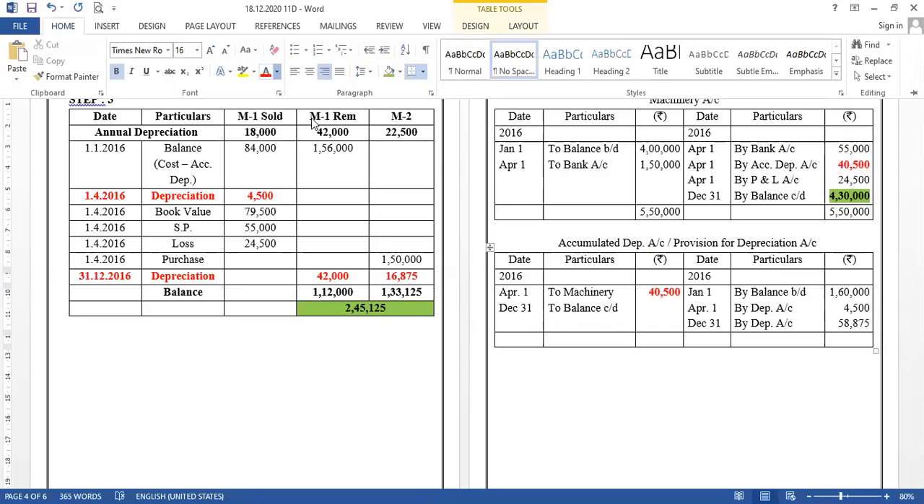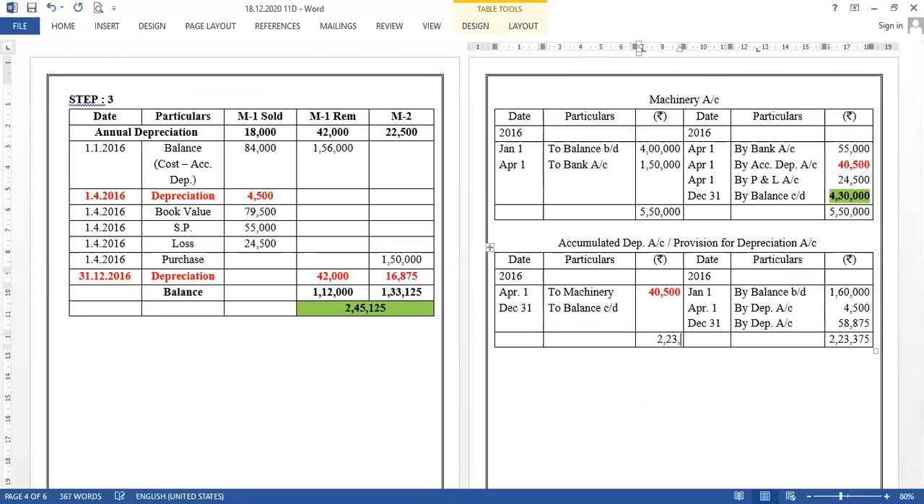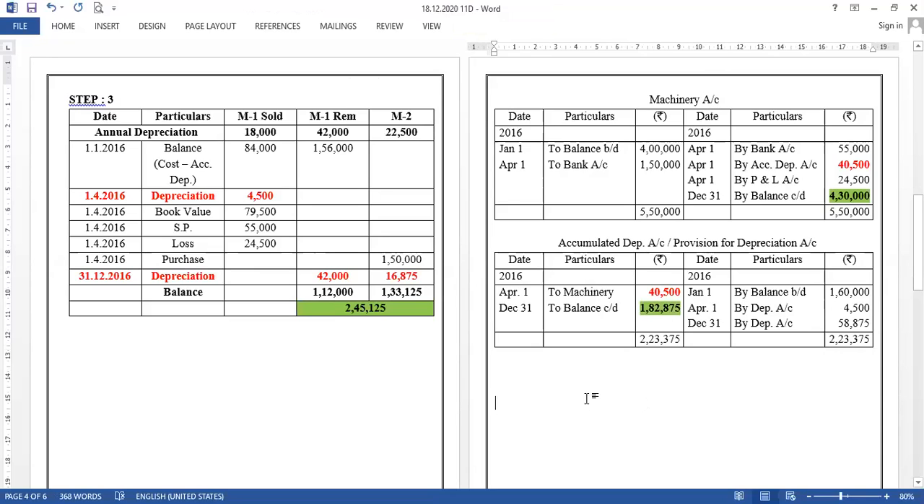Correct. Total is 223,375. Out of that, 40,500, 182,875. So we are done with the ledger posting, and ये green color वाला I have told you to cross check. 4,30,000 minus 182,875. Please do that and tell me how much amount do you get. How much is the difference? It's giving 24,7,125. अच्छा, मेरी गलती है ना.